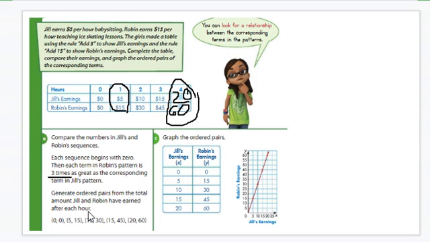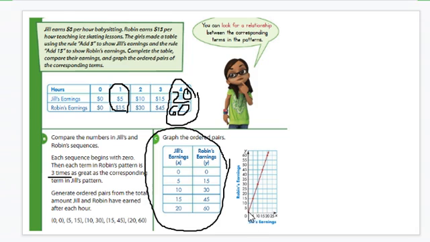Now to generate ordered pairs, we're going to say that Jill is X and Robin is Y, and we're going to put it into this data graph here. So nothing has changed between this data graph up here and this data graph down here. It's just that one is side to side, horizontal, and one is up and down, vertical. And then they have graphed right here.